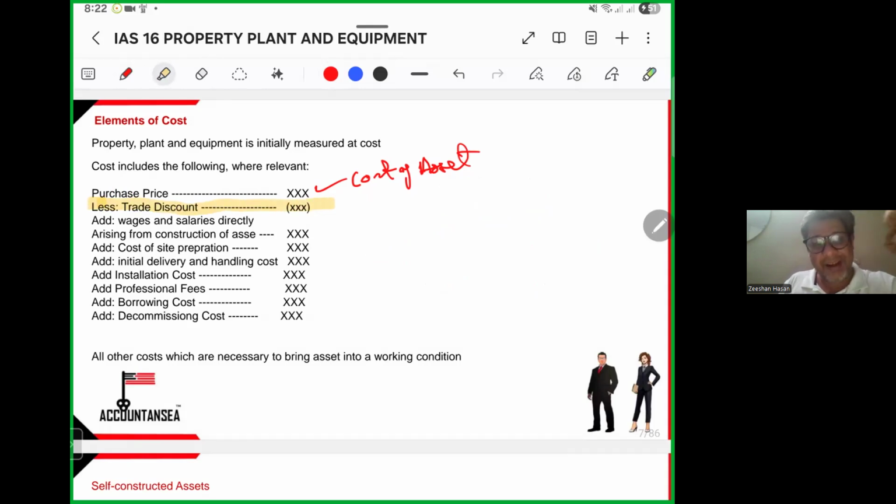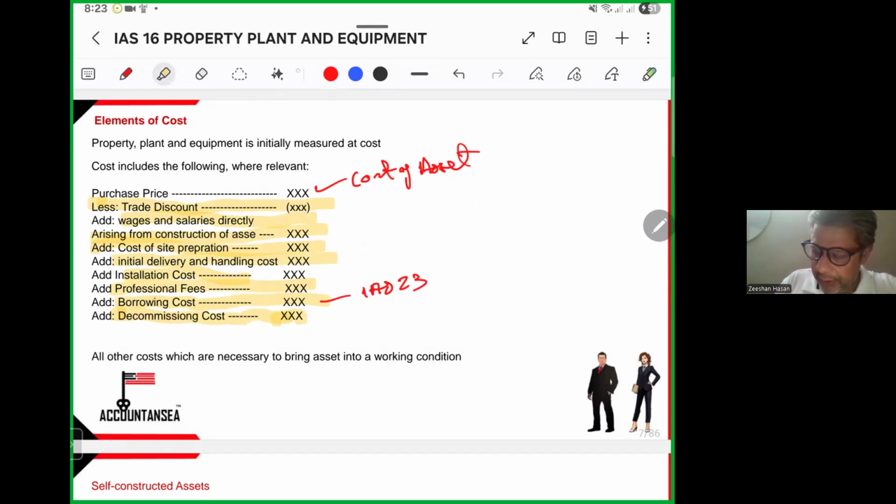Then add wages and salaries directly arising from the construction of a particular asset. Otherwise, if it is general, then it will be an expense. Add cost of site preparation. Add initial delivery and handling cost. Add installation costs. Add professional fees. Add borrowing costs; details about borrowing costs will be covered in IAS 23. Add decommissioning costs, which can also be called dismantling costs.